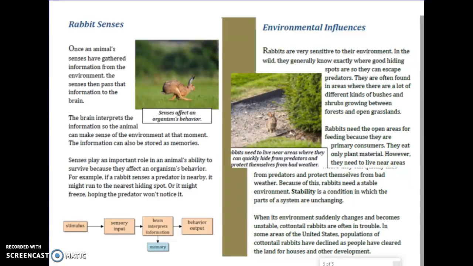However, they need to live near areas where they can quickly hide from predators and protect themselves from bad weather. Because of this, rabbits need a stable environment. Stability is a condition in which the parts of a system are unchanging. When its environment suddenly changes and becomes unstable, cottontail rabbits are often in trouble. In some areas of the United States, populations of cottontail rabbits have declined as people have cleared the land for houses and other development.